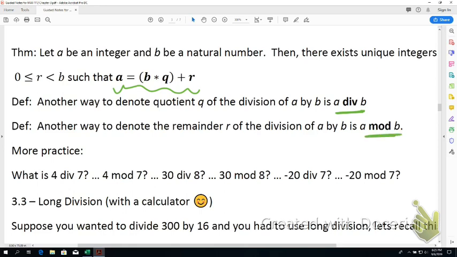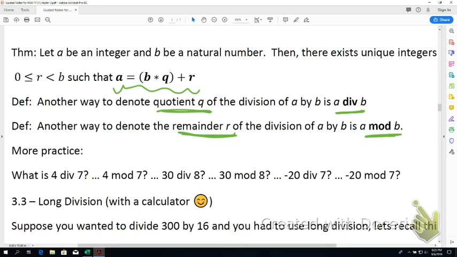So in mathematics, a shorthand notation: if someone wants the quotient of two numbers, they just say the first number that's going to be divided by the second number, the first number div the second number. And if they want the remainder, the first number mod the second number. Okay? So let's practice. Div is asking for quotient. Mod is asking for remainder.